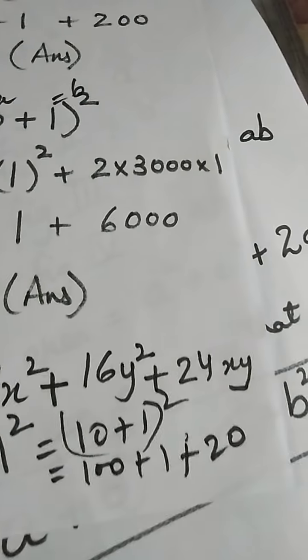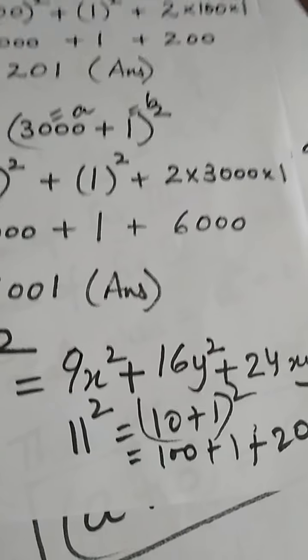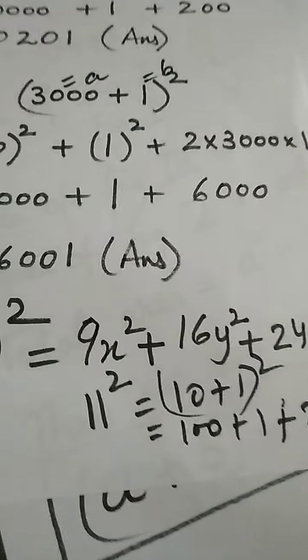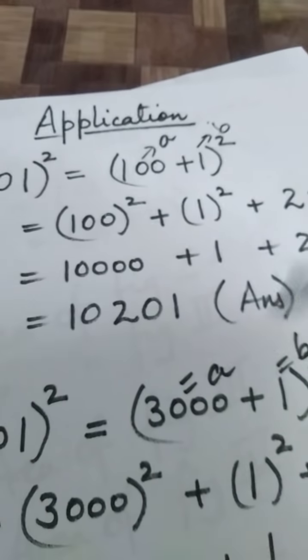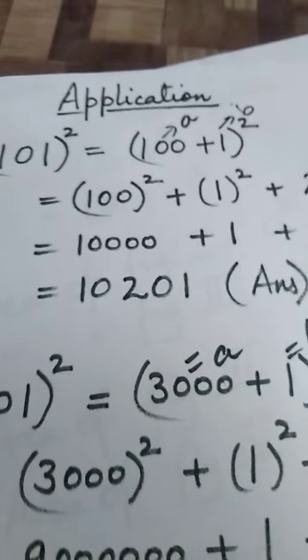21 square, (20 plus 1) the whole square. 31 square or 32 square, (30 plus 2) the whole square. So this is its application. You can apply this (a plus b) the whole square to do this.